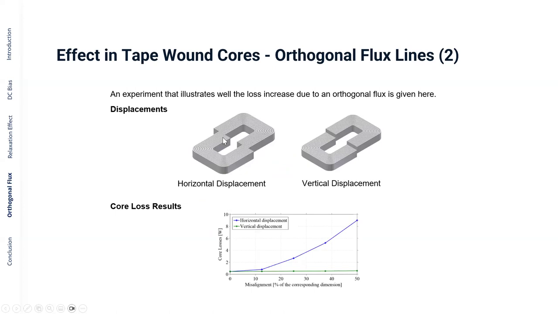We took these C-shaped cores as shown here. We did a horizontal displacement and a vertical displacement. If you do a vertical displacement and the flux lines point like this, there is no orthogonal flux to the ribbons, and because of this, you have no increased core loss. That's shown here on the lower picture. But if you have a horizontal displacement as shown here, the core loss may substantially increase. So this is something very difficult to control. Of course, you don't do that deliberately, but you potentially have an air gap, and then you will have additional losses.